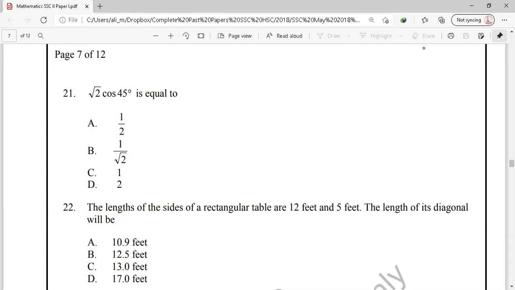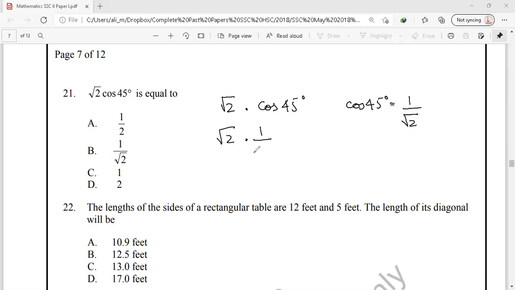Next we have question number 21, and we have to find the value of this expression, square root 2 times cos 45 degrees. So we know that cosine 45 degrees is equal to 1 over root 2. So substitute the value of cosine 45 as 1 over root 2. So we can cancel out this root 2 and root 2. So we will get that this equals 1. So the correct option is C for this question number 21.